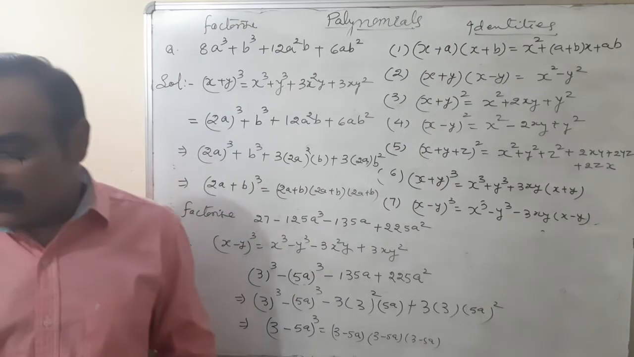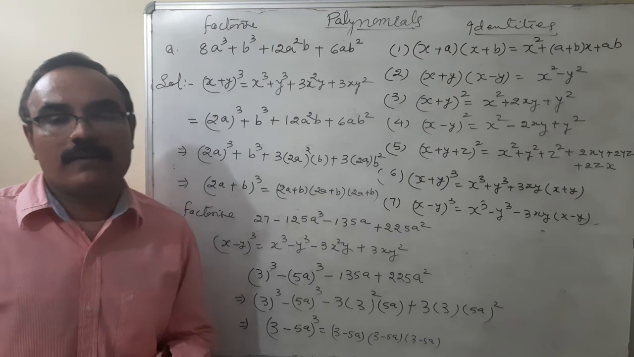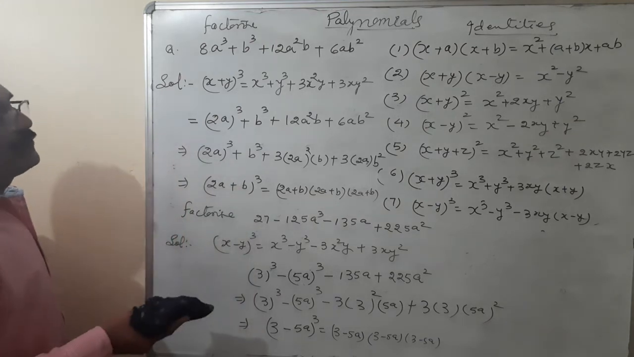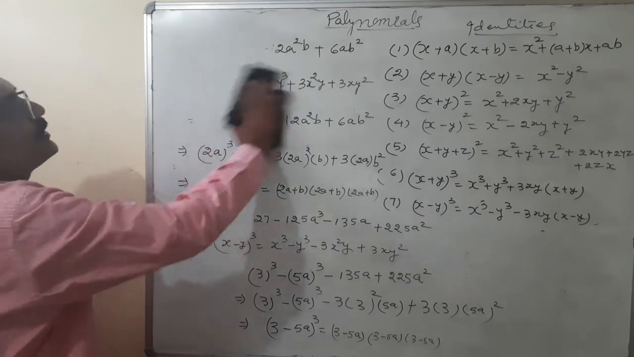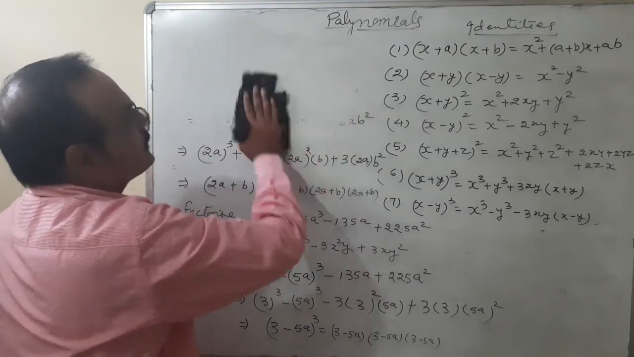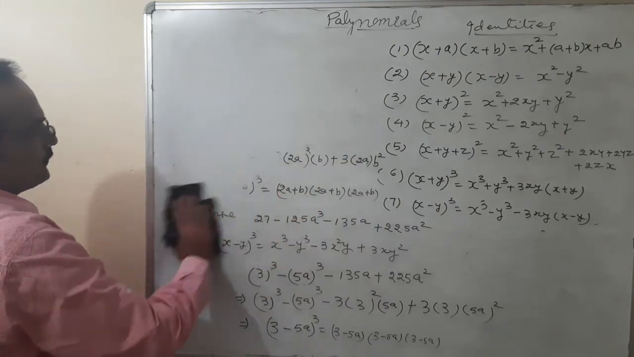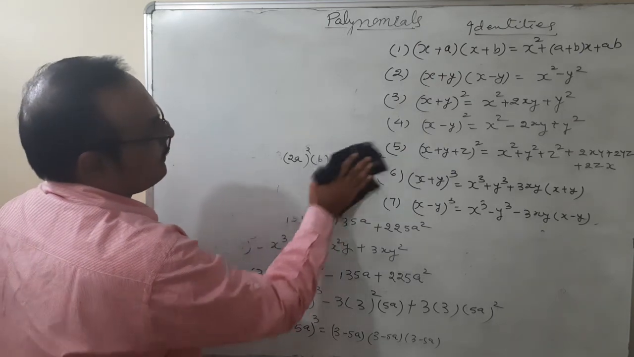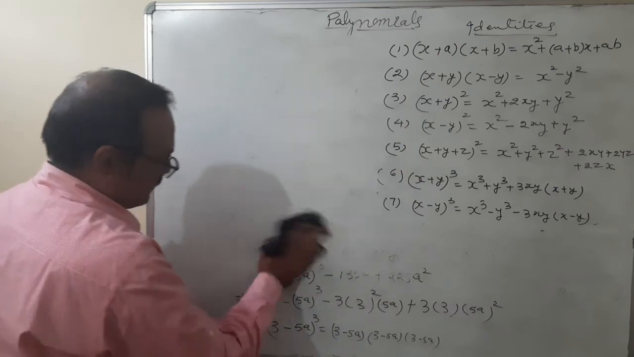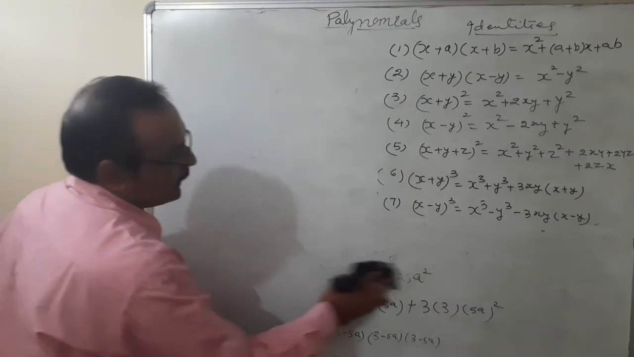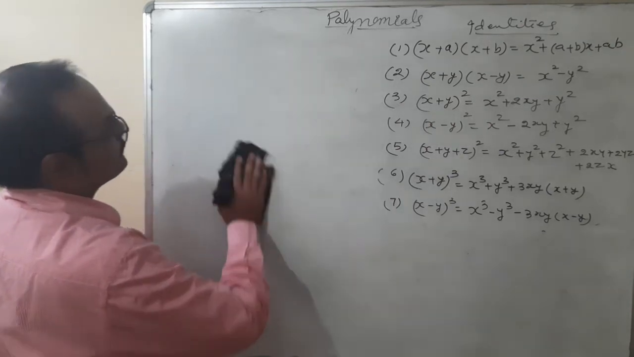Okay. Now, the next identity I am taking. First I am going to verify x cube plus y cube is equal to (x plus y) in the first bracket and (x square minus xy plus y square). So two more identities I am writing here: one is x cube plus y cube and second is x cube minus y cube.